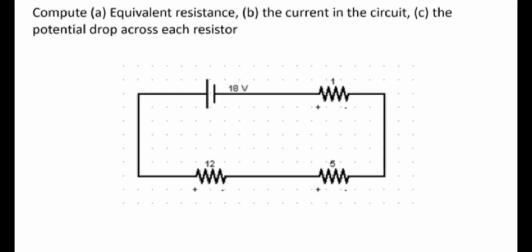Okay, so let's try to solve this simple problem for resistors in series. According to this example, let's compute first the equivalent resistance, then the current in the circuit, then the potential drop across each resistor.